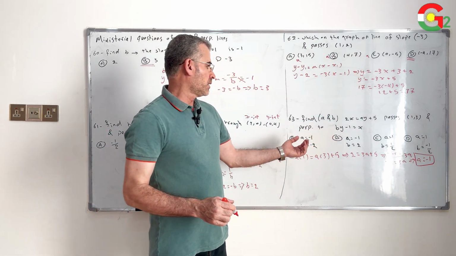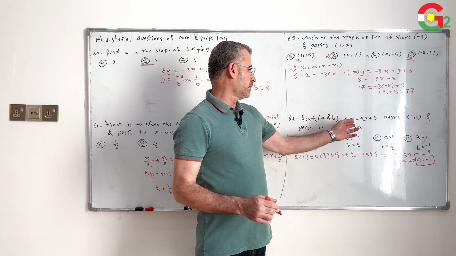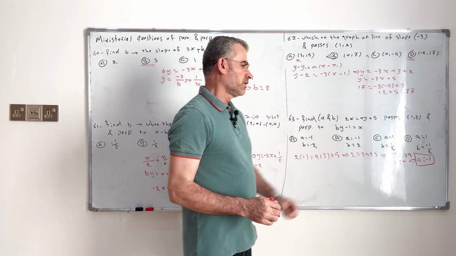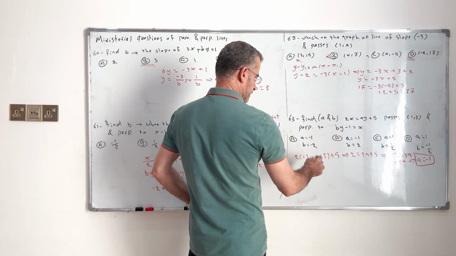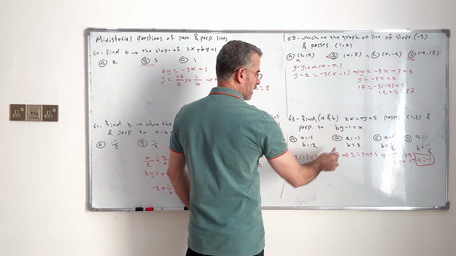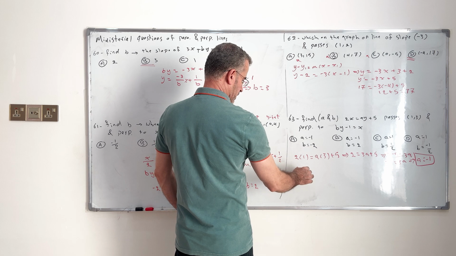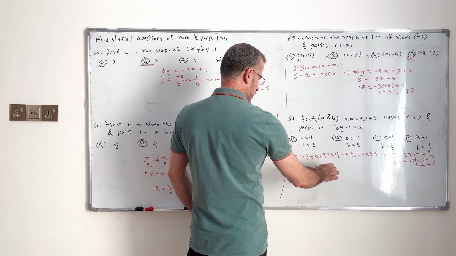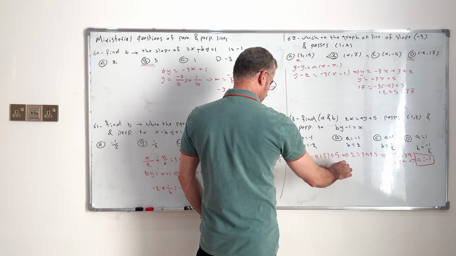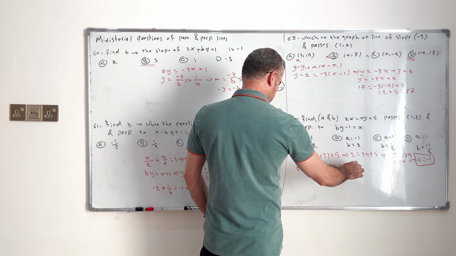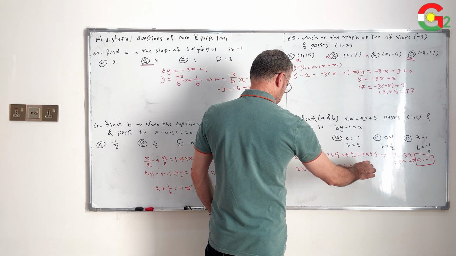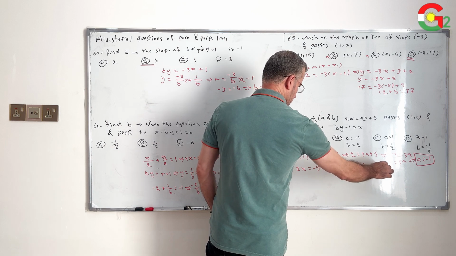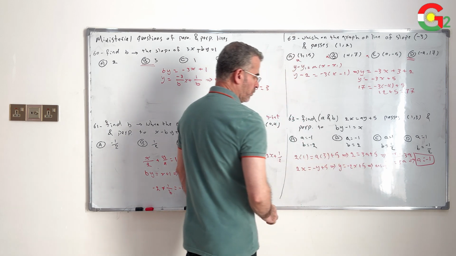Since the line is perpendicular to this line, I can find the slope of the first line. Substitute a with negative 1: 2x equals negative y plus 5. Write it in standard form: y equals negative 2x plus 5. The slope here is negative 2.